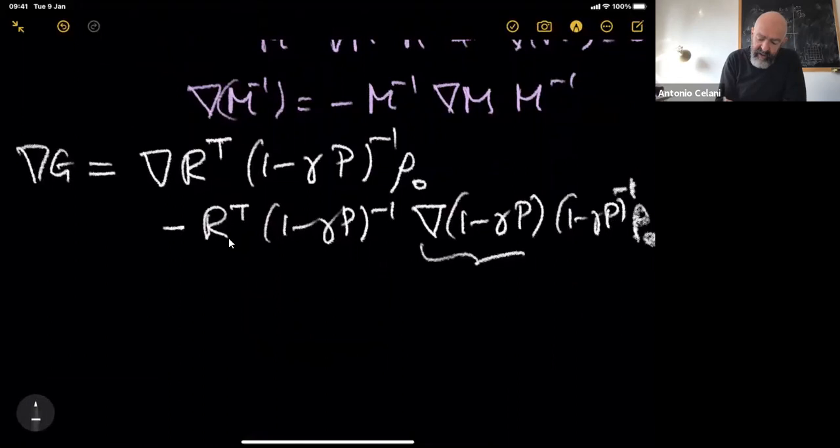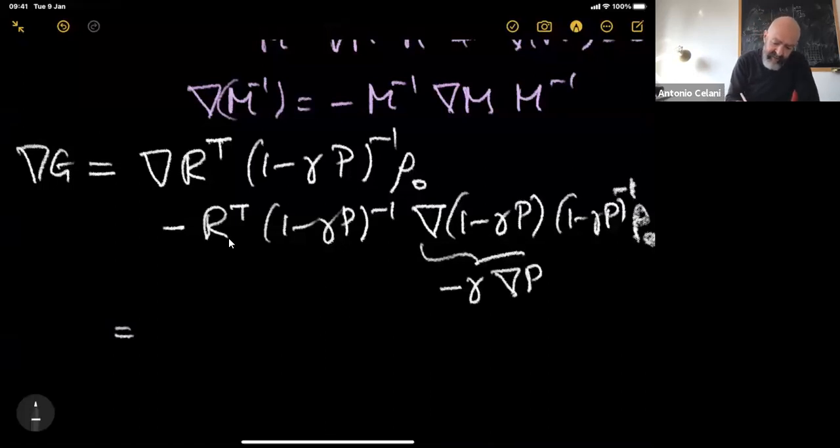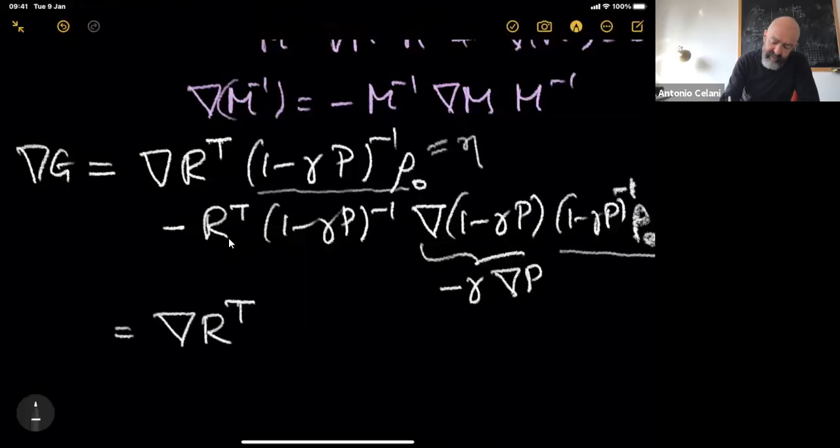Now this thing here is simple because this becomes just minus gamma grad P. And therefore I can further simplify and write this thing, grad RT. Now notice here that we have two parts which are the same on the rightmost part. These two are the same object. And let me call this thing eta. It's another vector, eta, which I introduce now, just to write this in more compact form.